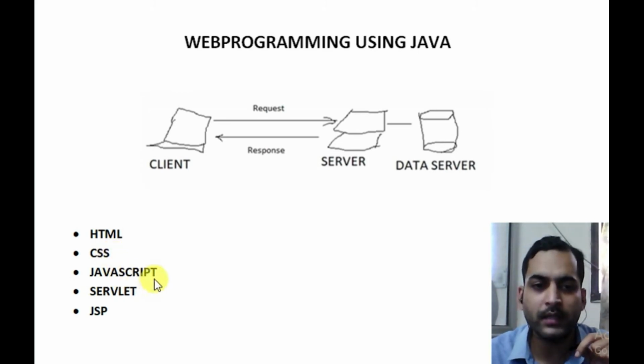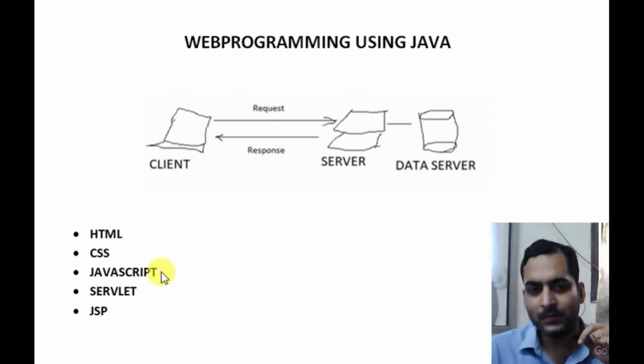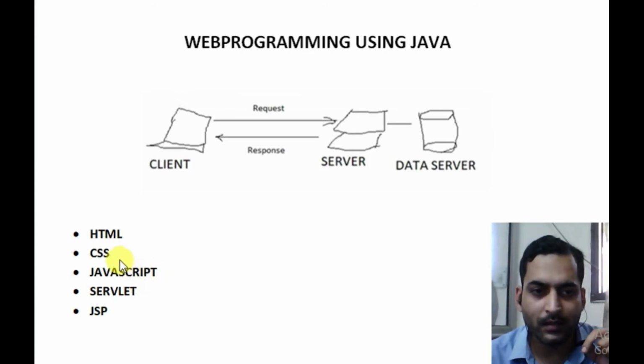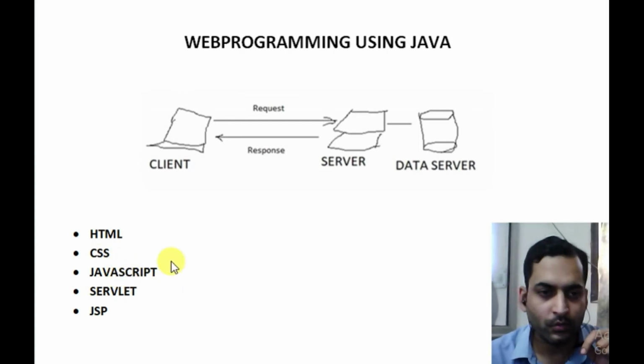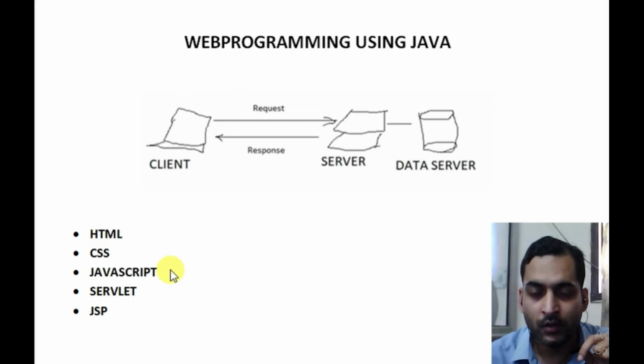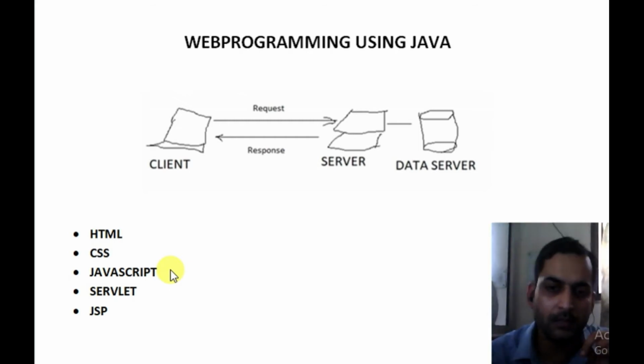Then comes the JavaScript. JavaScript was basically previously known as LiveScript. The name was later changed by Netscape to JavaScript. Its syntax is completely different from Java, so don't get confused with this name JavaScript. The syntax of JavaScript is completely different from Java, right? So JavaScript is basically used to add some behavior to the static pages.